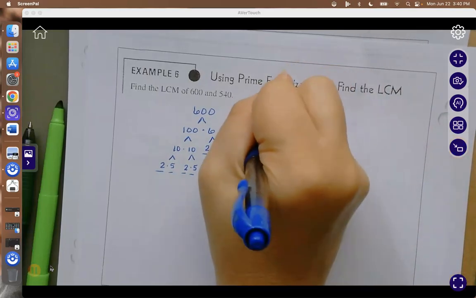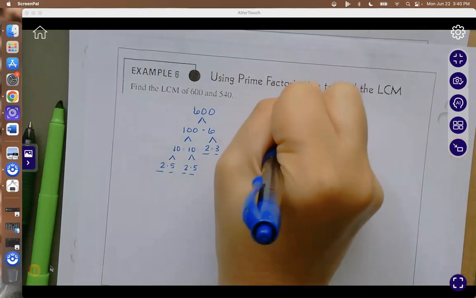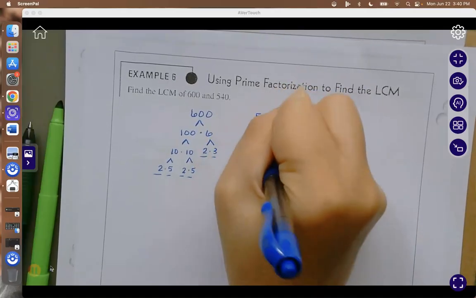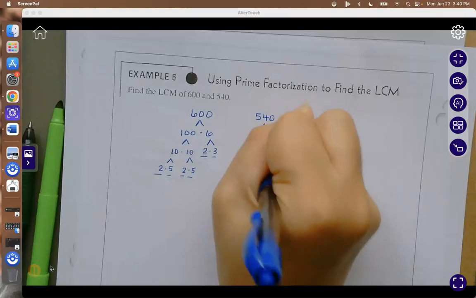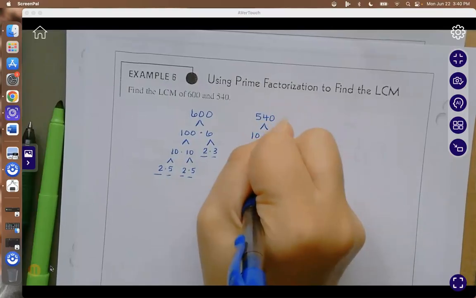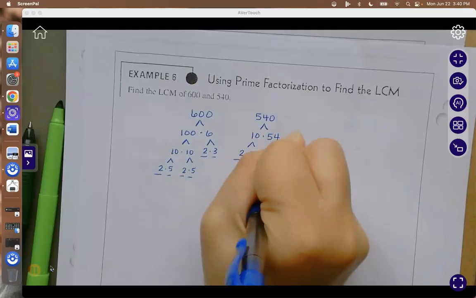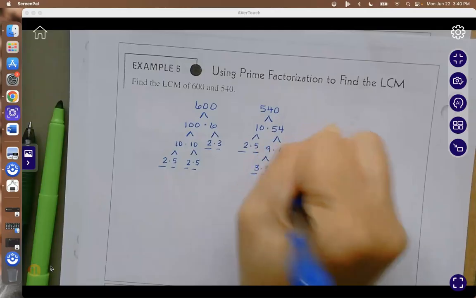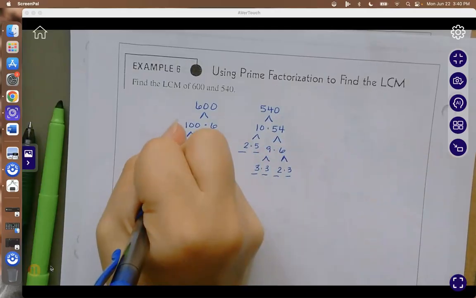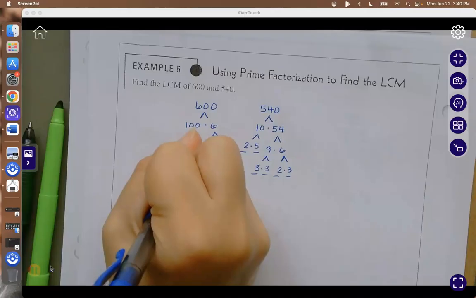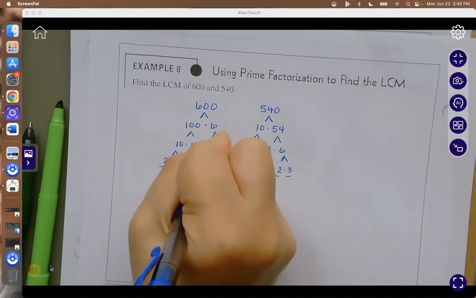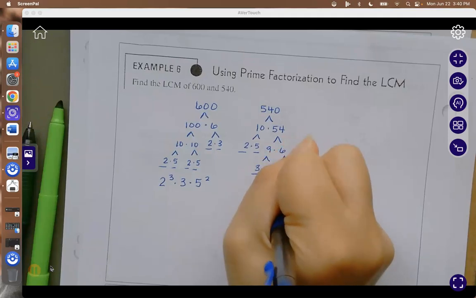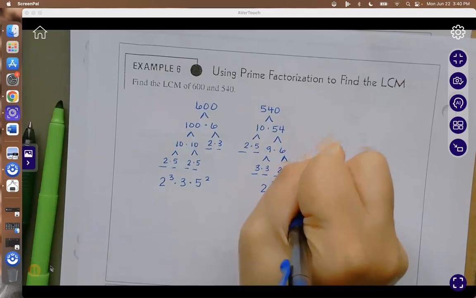Okay, 54 was 10 and 54. This is 2 and 5, stop. This is 9 and 6. 9 can be broken down into 3 and 3. We stop. 6, 2 and 3, and we stop. So here we had 2 cubed times 3 times 5 squared. And here we had 2 squared times 3 cubed times 5.